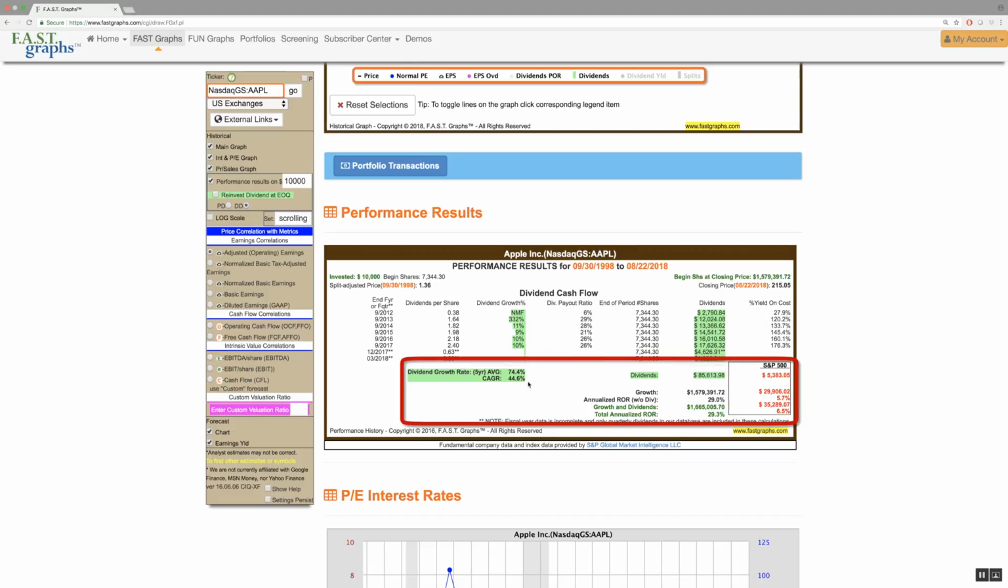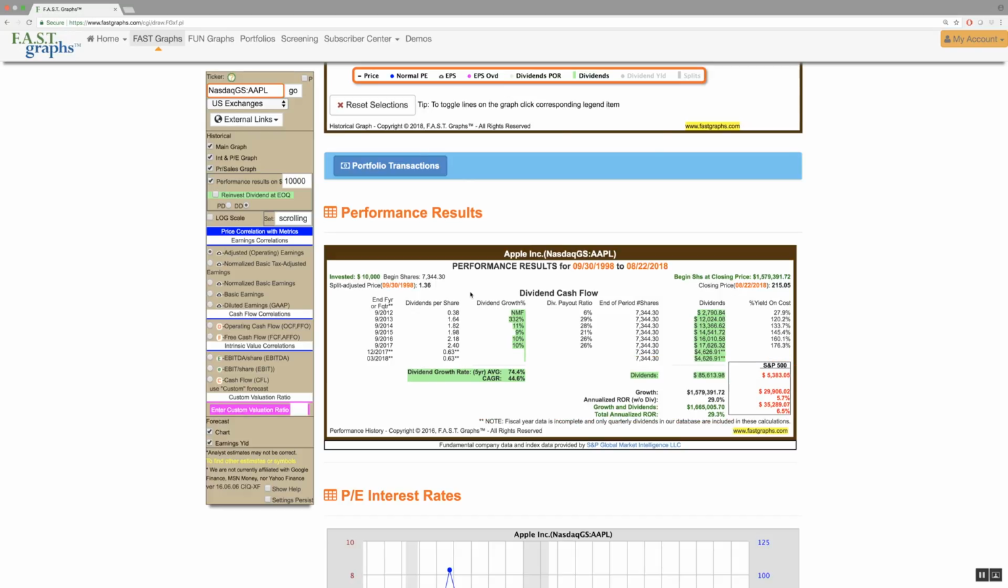Below, you can find the average dividend growth rate for the time frame selected, with the compounded annual growth rate, the total amount of dividends paid, and the growth breakdown of the stock you are looking at. This is then in comparison to investing in the S&P 500 over the same time frame.